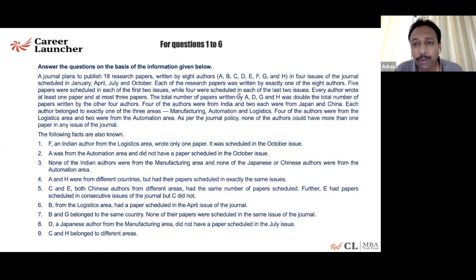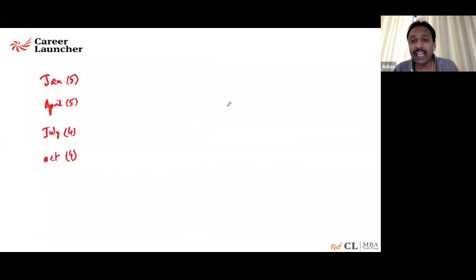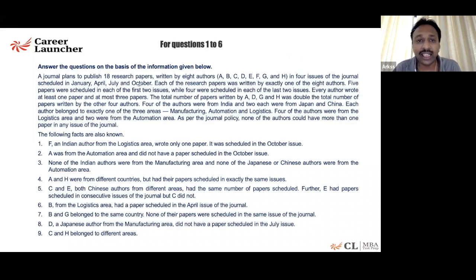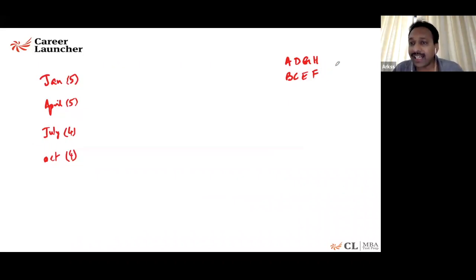The total number of papers written by A, D, G, and H was double the total number of papers written by the other 4 authors. Now look at this interesting thing. A, D, G, H. Therefore, the other ones will be B, C, E, F. ADGH is double that of B, C, E, F, and the total is 18. Remember this. Total is 18. So if this is X, this is 2X, 3X is equal to 18, which means X is equal to 6. That means the total number of papers written by them is 12 and 6. Very clearly, because this is double of it.